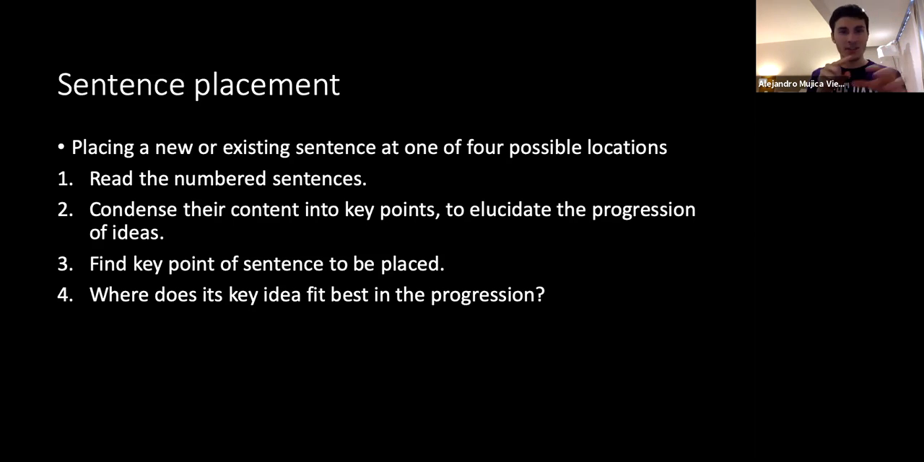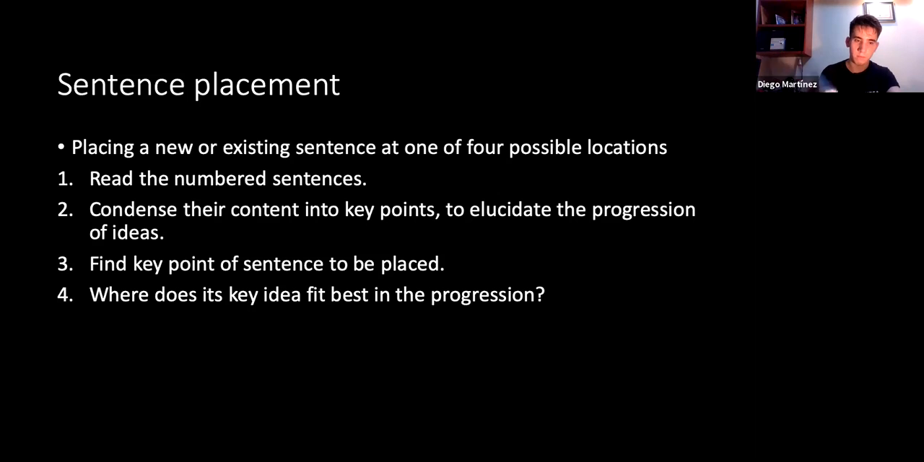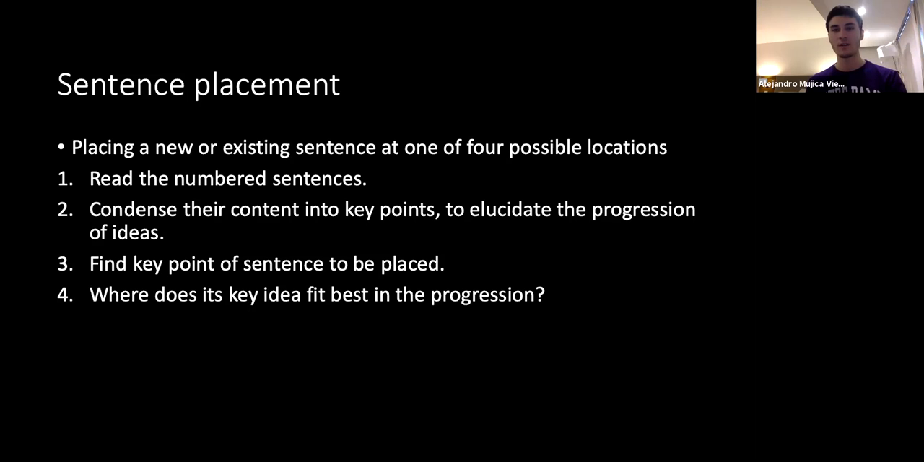Do you remember those timelines that you did in school where you had an event and then a little arrow, an event and an arrow? That kind of thing is what your mind should be like when you're reading these numbered sentences. You try to come up with a key idea in a few words for each sentence, and you try to imagine a little flow chart with arrows leading up to every other sentence. And if you're able to conceptualize it that way, it'll be really easy for you to tell where this little bubble goes in that arrow chart. So you just find out where the key idea fits best in the progression.